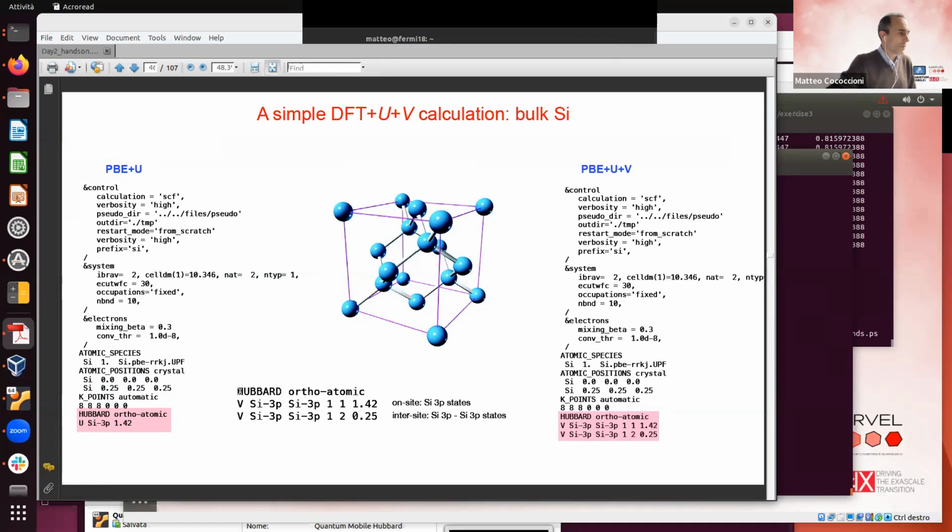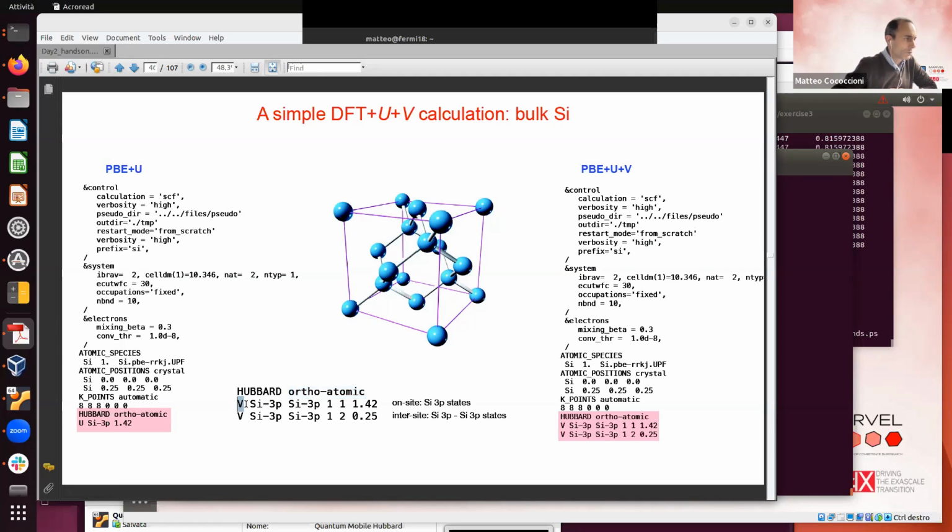So when you want to enter a Hubbard V calculation, the Hubbard card for DFT plus U plus V, you still have the Hubbard card, and you still need to choose atomic or orthoatomic. And here, more importantly than before, I advise you to choose orthoatomic. You can try, as an exercise, to use atomic with a number U and see what happens to the band structure later on. And now, basically, you have to insert a little more information in the card.